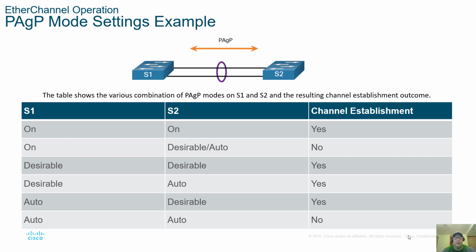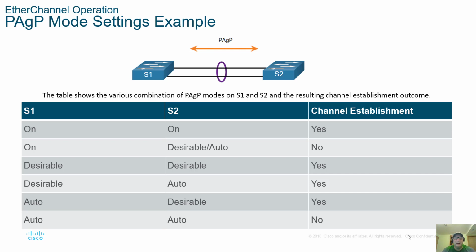And this just shows you here the different settings that you can set. The settings that you have for PAgP are auto and desirable. So there's always on as well. On is great. But auto and desirable will identify what mode that you're in. And you can see all the combinations of auto and desirable there.